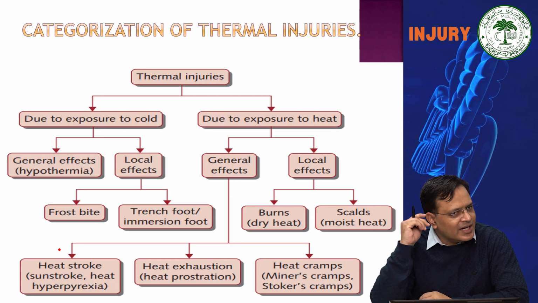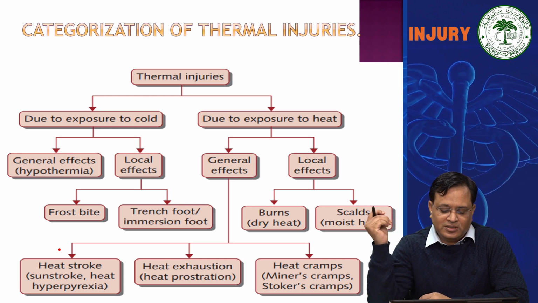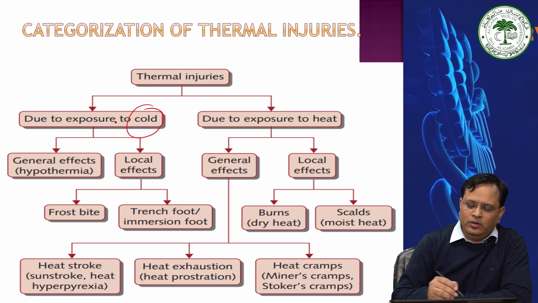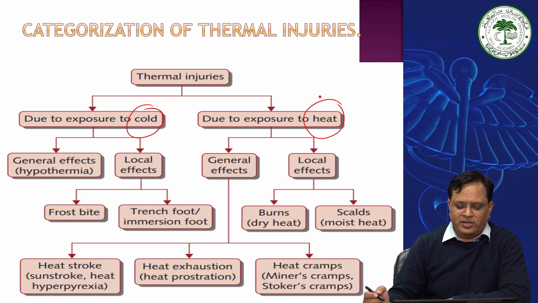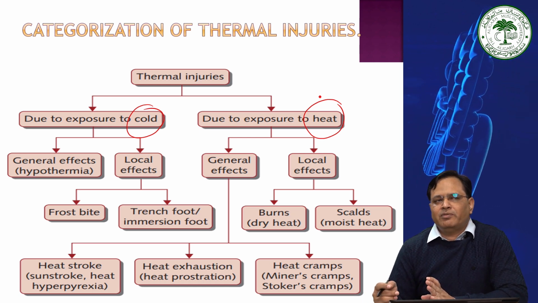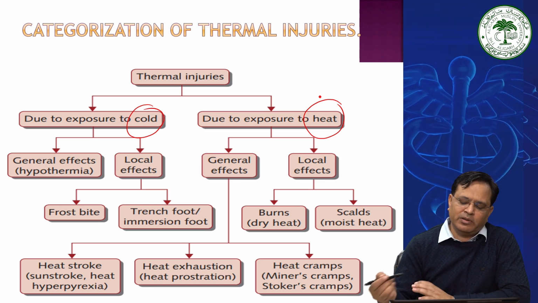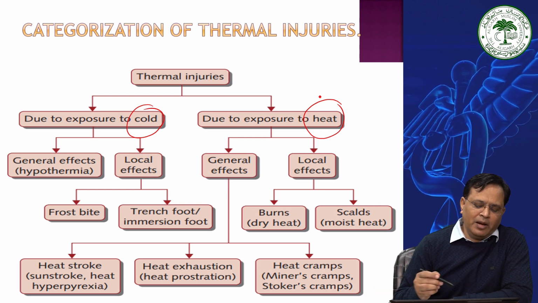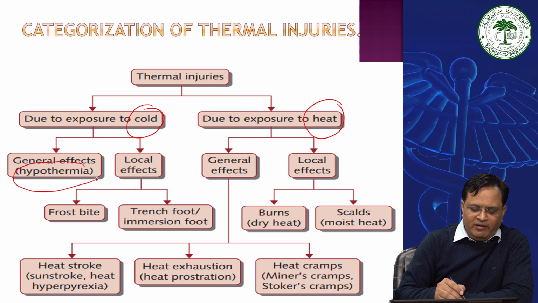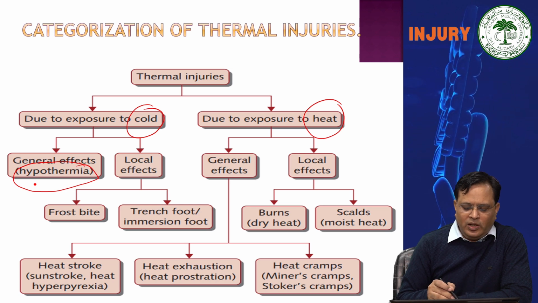If we go to the classification of thermal injuries, there are basically two types of injuries due to exposure to cold or heat, meaning a rise in temperature. Body temperature is around 37 degrees centigrade. Anything below that is cold, anything above that is hot. Cold can generally be of two types: the general effect, hypothermia, which we will be discussing today, and the local effects.